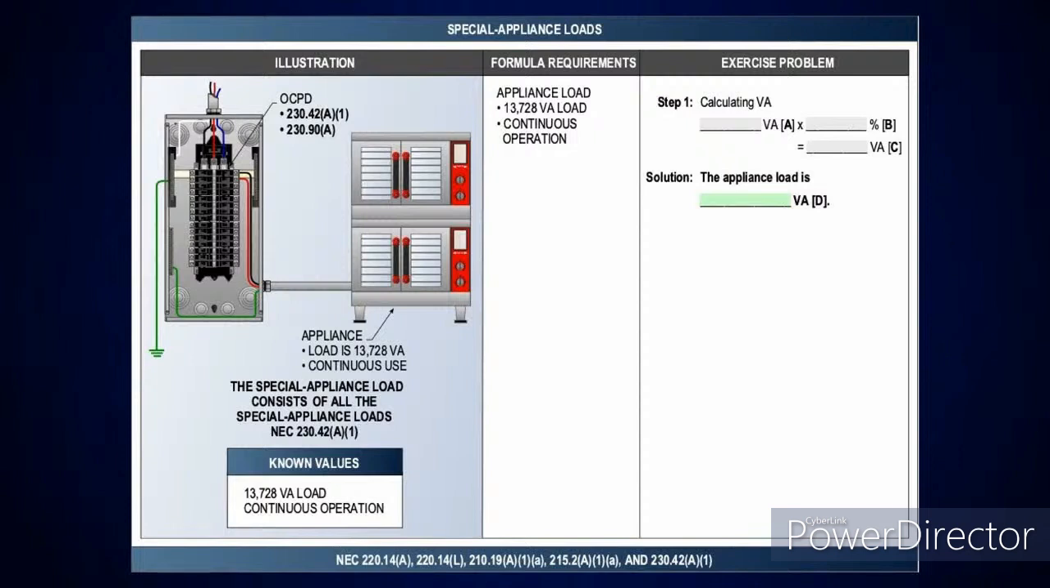Now, this here is just showing some type of appliance, and the load is 13,720 VA. I already gave you the VA. The one before, I showed you how to get the VA if you didn't already have it. And we're telling you the VA, it's continuous, and since it's continuous, we take it at 125%. If this was non-continuous, just put the VA on there and you're done.